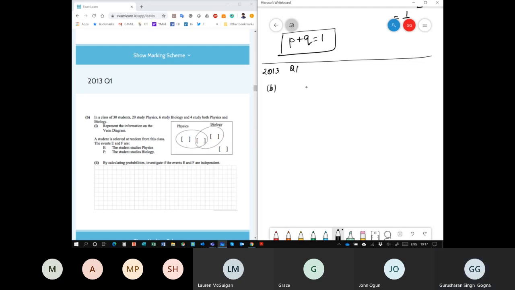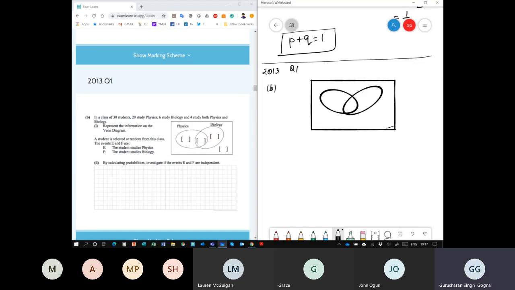If we remember the concept of set theory, you can easily do this question. So first of all, let us draw this. Something like this. This is physics. This is biology. So the total number of students is 30, isn't it?